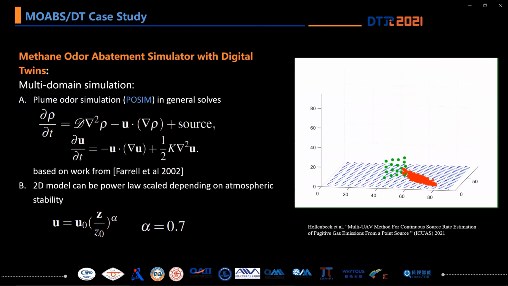The multi-domain simulation we chose to focus on is POSIM, which in general aims to solve two PDEs, the first being the advection diffusion equation, and the second being the viscous Burgers equation. This is based on the work from Farrell and others in 2002, which is based on a 2D model. And this 2D model can be power law scaled depending on atmospheric stability. For instance, in a neutral condition, alpha here is equal to 0.7, and z is the altitude of the measurements.